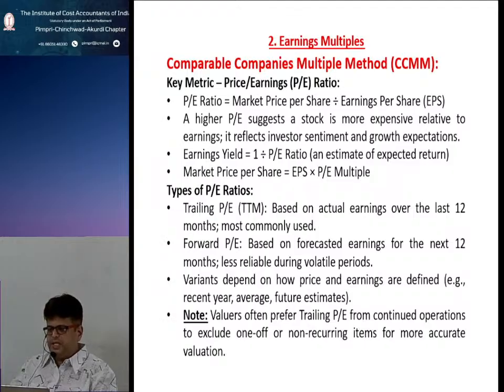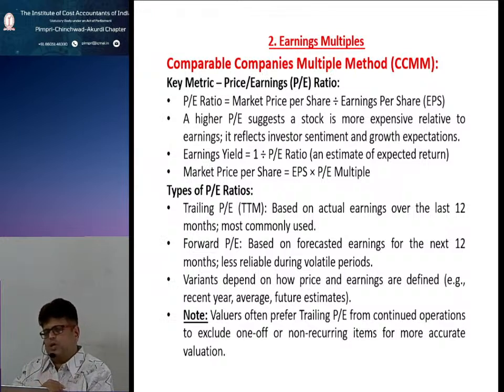Types of PE ratios. Trailing PE, that is TTM, is based on actual earnings over the last 12 months, most commonly used. Forward PE. So these are the types of PE ratios considered by the valuer in terms of relative valuation or the comparable companies multiple method. One is the trailing PE, based on actual earnings over the last 12 months, commonly used. Forward PE is based on forecasted earnings for the next 12 months, less reliable during volatile periods.